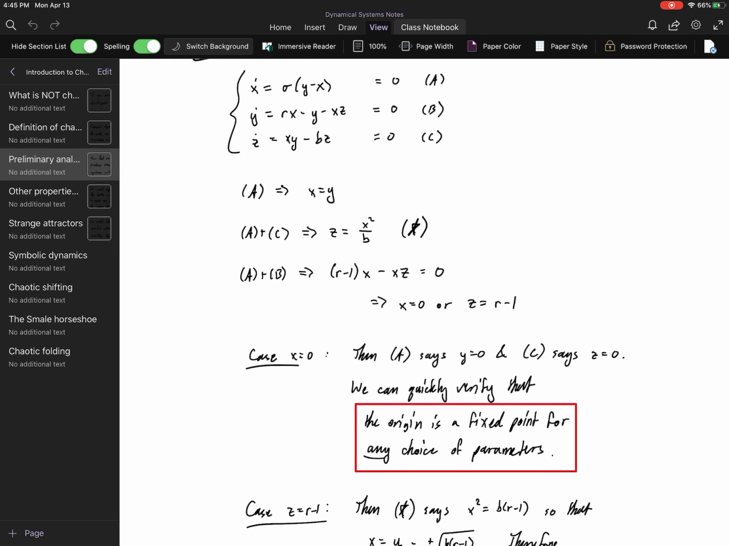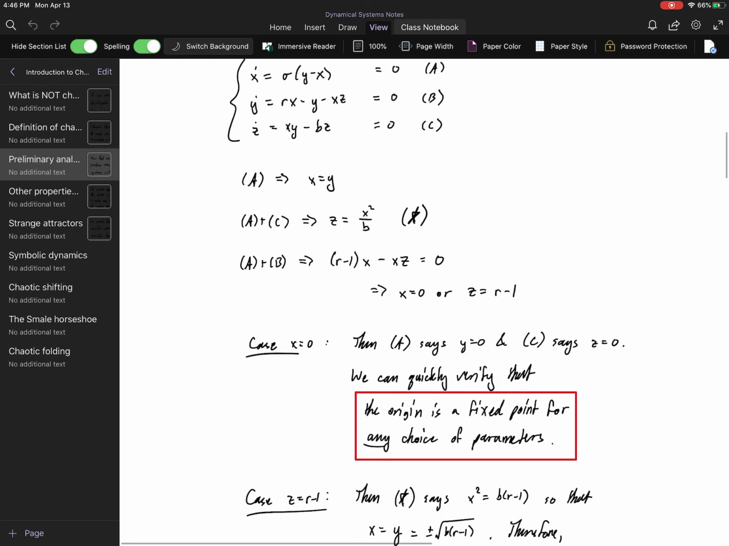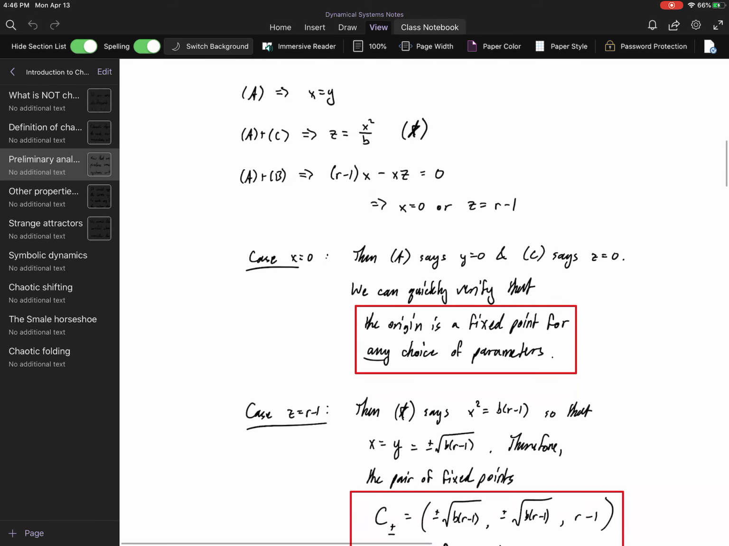But equations A and B together, if I let x equal y, then I'll wind up with (r minus 1)x minus xz is 0. So either x is 0 itself, and that would mean y would have to be 0, so I'm sitting somewhere on the z-axis, or the z component is just r minus 1. And we'll see, for interesting solutions, we want to look at r minus 1. But we'll take care of both cases because we are nice and thorough.